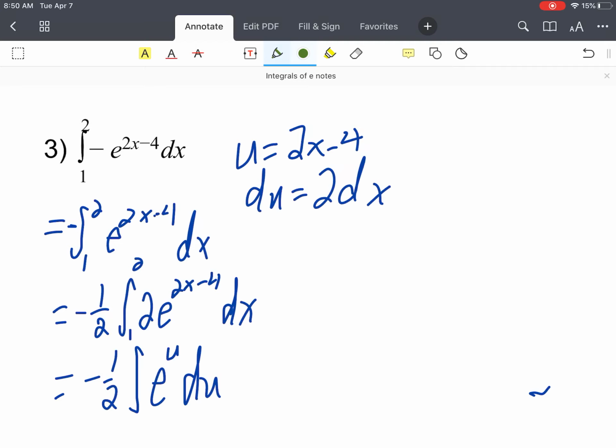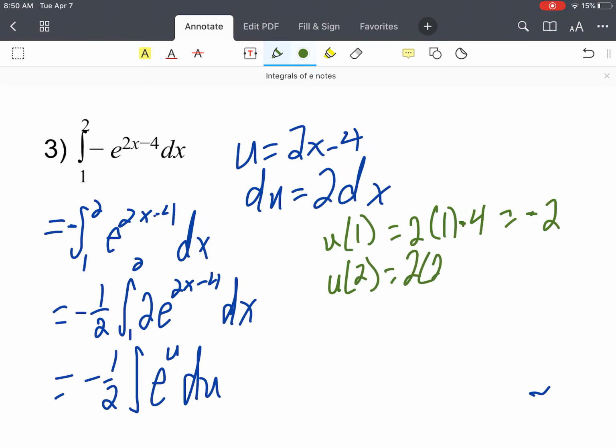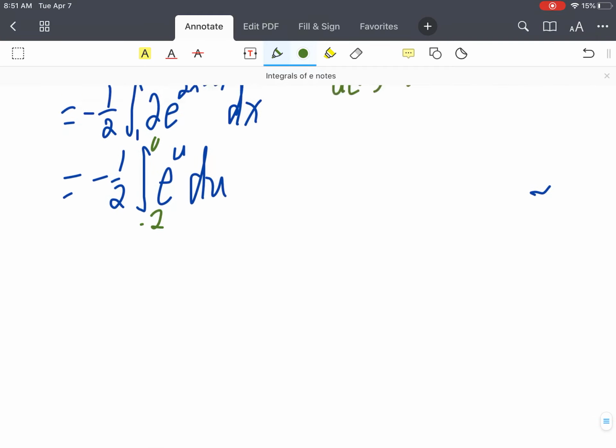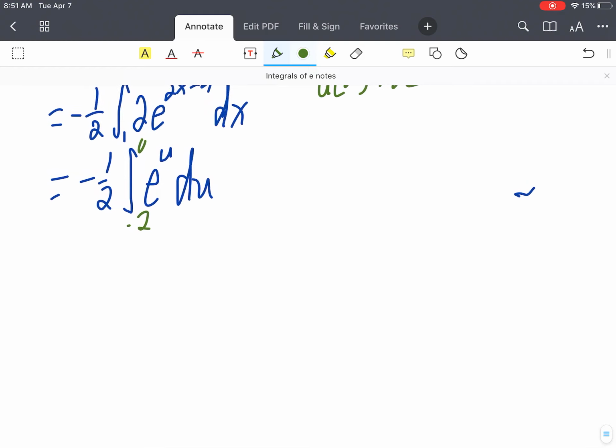But remember, these bounds from 1 to 2 have to change because I put u's in now. So we're going to go off to the side and say, I need to find u of 1. If I plug 1 in there, I get negative 2. Now I also need to find u of 2. If I plug 2 in there, oh, that says minus 4, doesn't it? I get 0. So we are now going from negative 2 to 0.